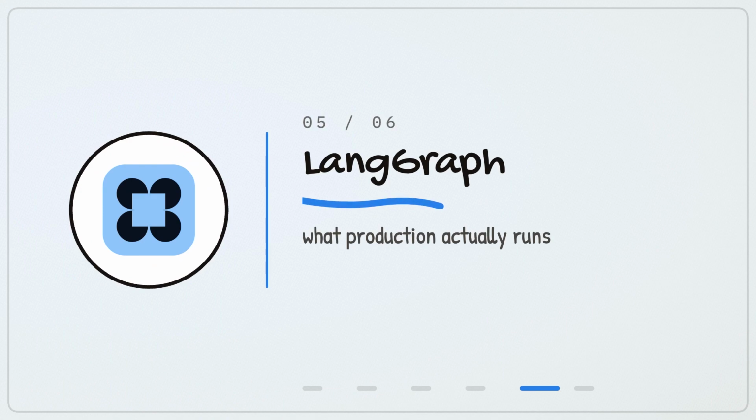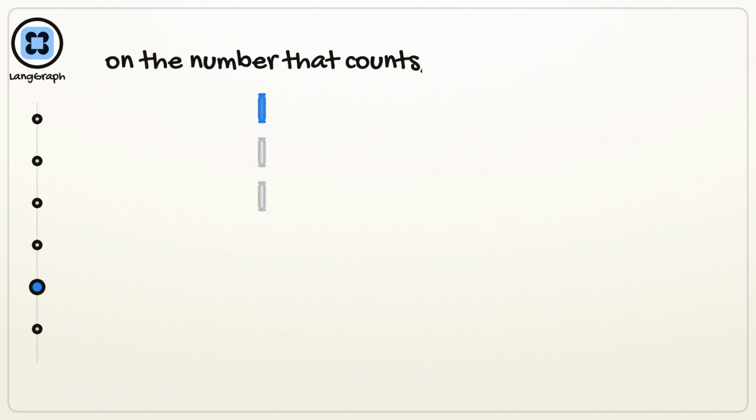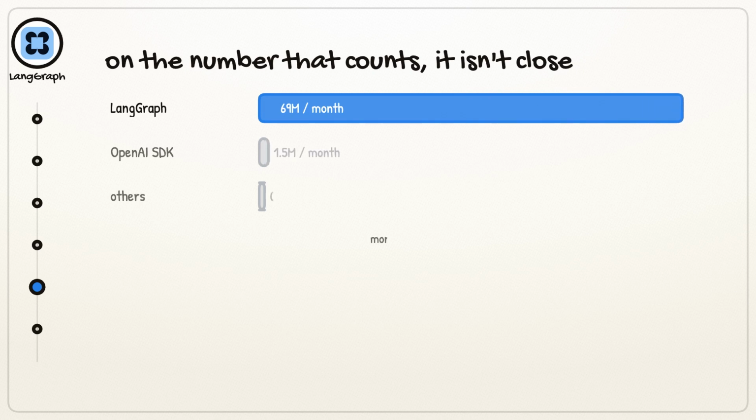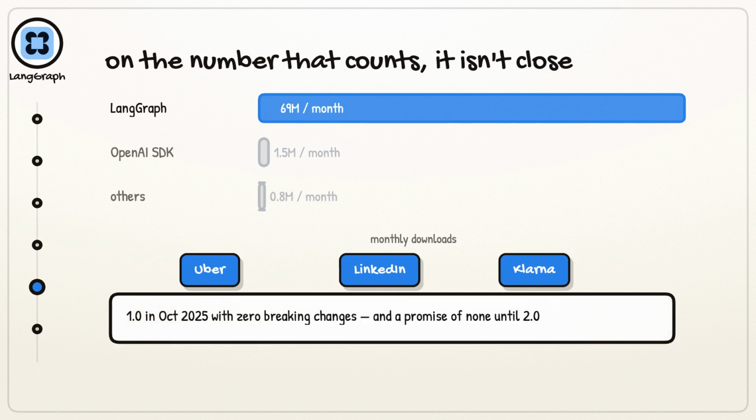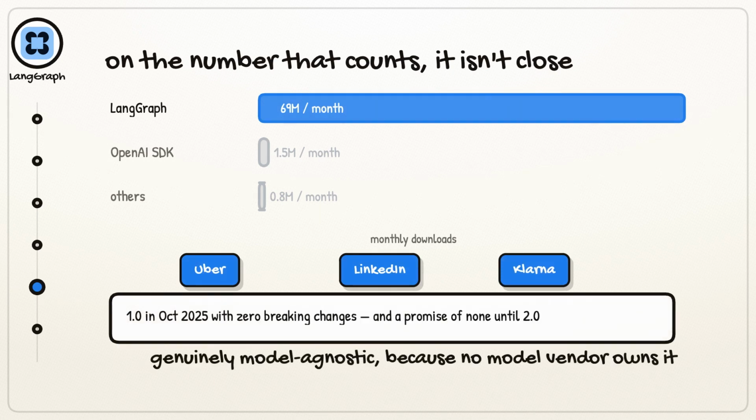LangGraph. This is the real production leader, and on the number that actually counts, it is not close. It gets roughly 69 million downloads per month. Uber, LinkedIn, and Klarna all run it. It is genuinely model agnostic, and that is largely because no model vendor owns it. It reached 1.0 in October 2025 with 0 breaking changes, and the team committed to no breaking changes until a hypothetical 2.0. Compare that to what happened with Google ADK.